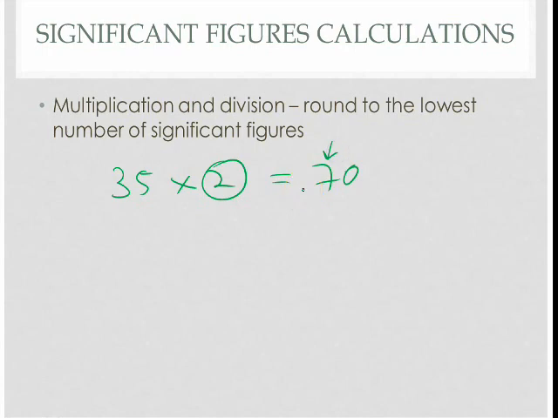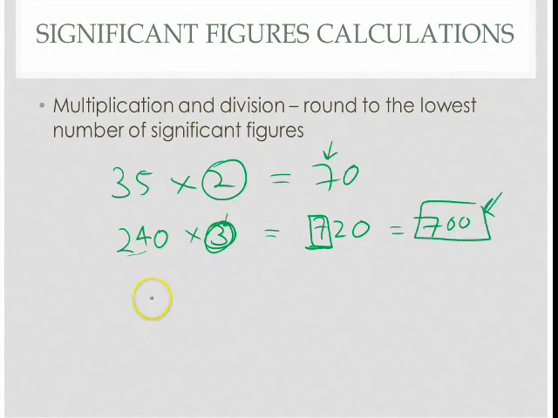Let's make this a little more challenging. If we multiply 240 times 3, we only have one significant digit here, and we have two significant digits here, but we only care about the lowest one, because we're always concerned about the number with the least number of significant figures. So this becomes 720. But it only has one significant figure, so we have to round. We're going to round down, so this number is going to be 700.